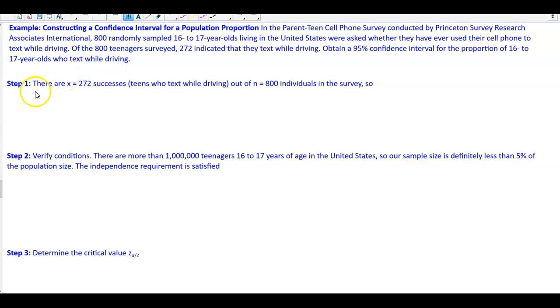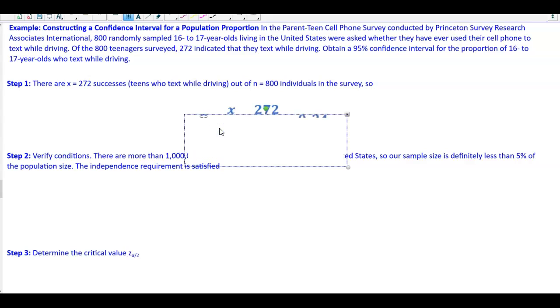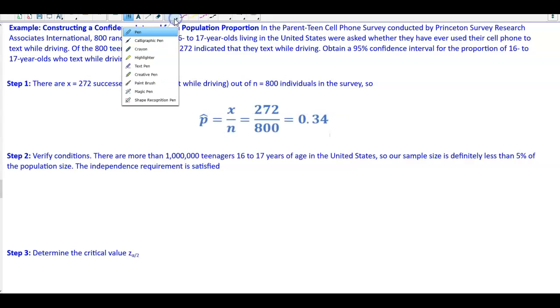So for step 1, there are X equals 272 successes, meaning that these are the teens who said they text while driving, out of the N, which is equal to 800 individuals in the survey. So what we want to do is find the point estimate. Well, the point estimate is the following. We know that X being 272, and then we're going to divide it by the sample size of 800, gives us a point estimate of 0.34.